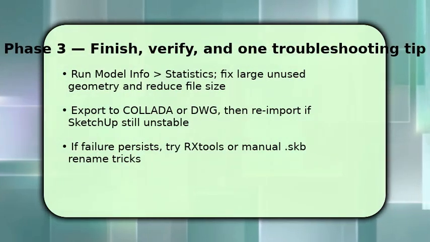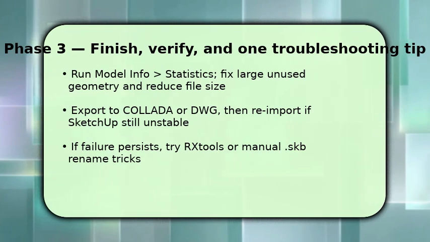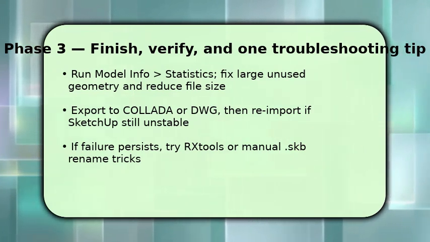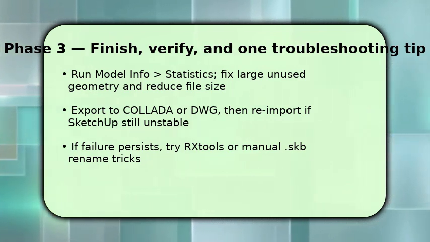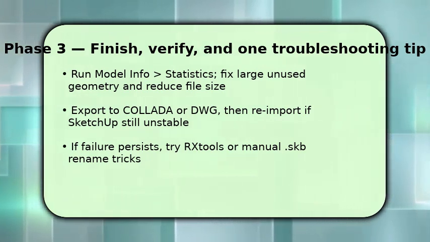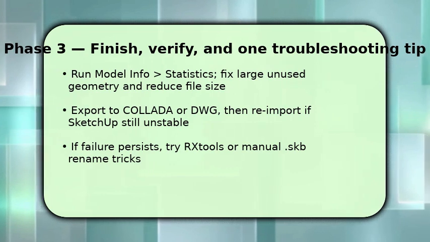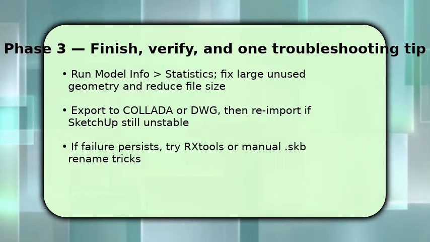You finish by cleaning and validating. Use Model Info statistics to purge and repair, reducing triangles and stray edges so performance is stable. Once clean, export to Collada or DWG and re-import to flatten any hidden corruption, then save a new clean .skp.